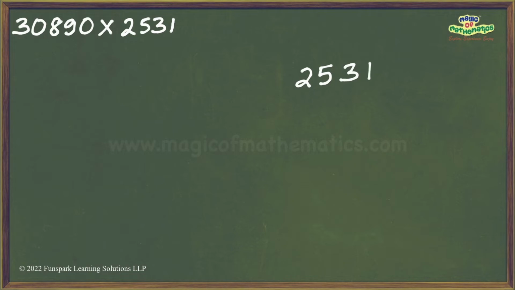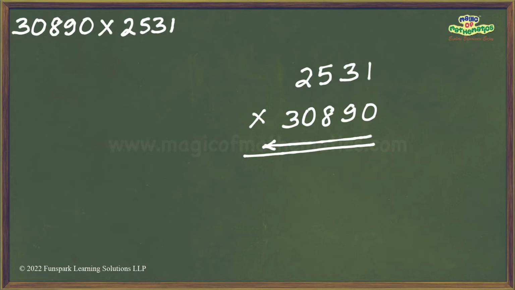Say 30890 times 2531. I'll perform the multiplication using the generic method that I have brought out in the earlier example. I'll write the multiplication like this. And perform the multiplication. I need to multiply by the digits of my multiplier, starting with the digit in the units place and moving towards the left. Once I perform all the multiplications, I need to add the results.